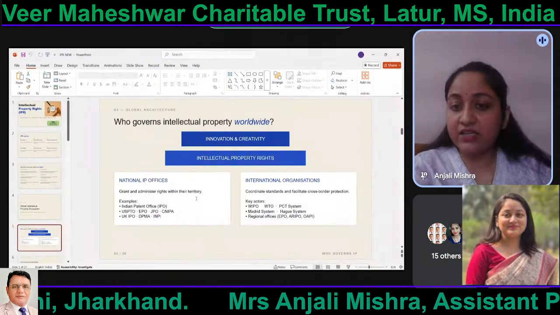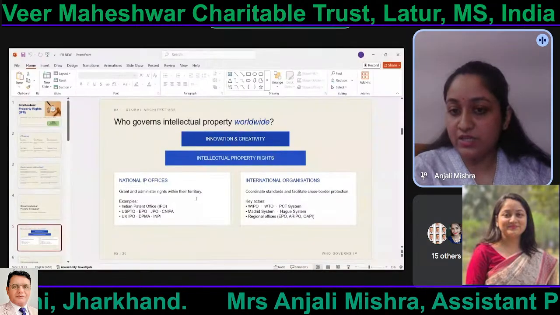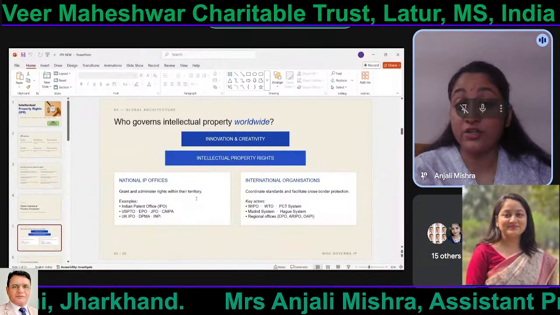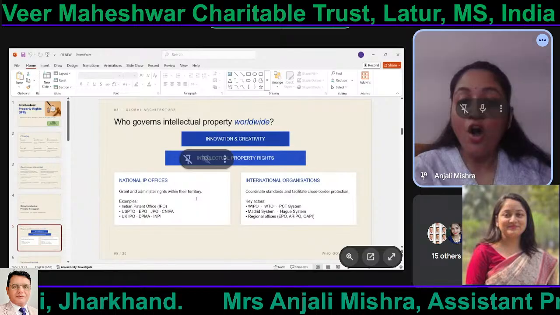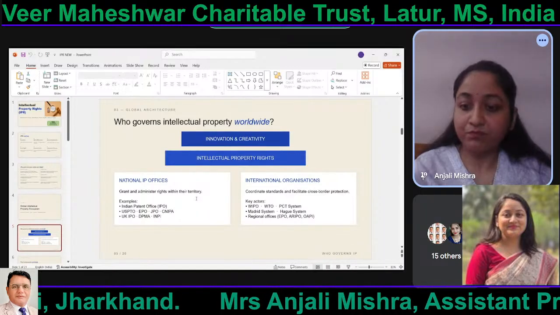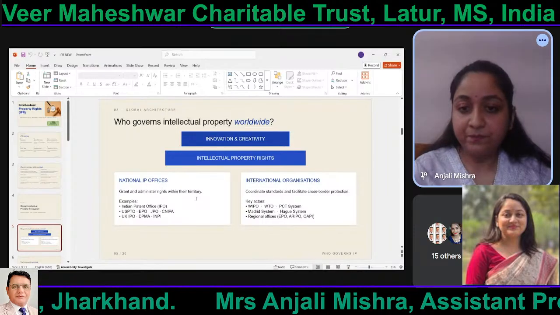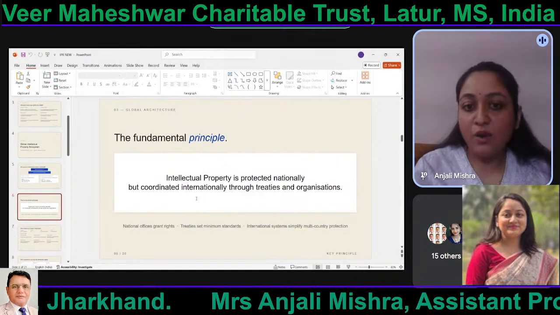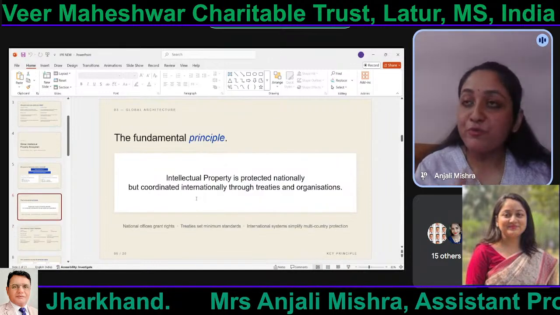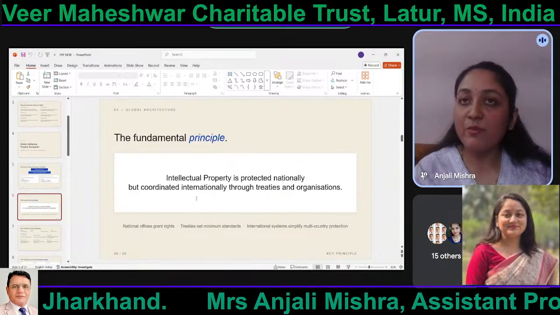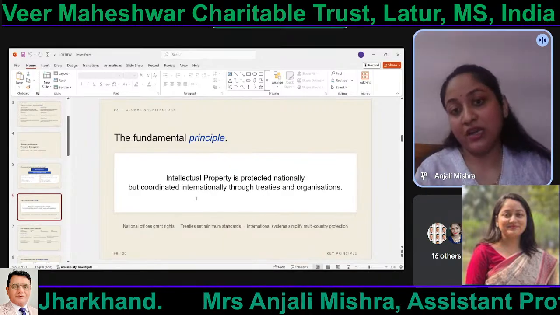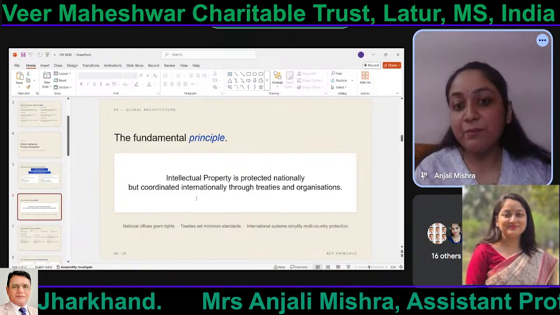Whereas on the left hand side, we are saying the organizations that help in the global recognition of patents occurring in these national levels. We are going to see these in detail in the coming slide. So basically, when we talk about protection of intellectual property, it is not only for national protection. It applies internationally as well.